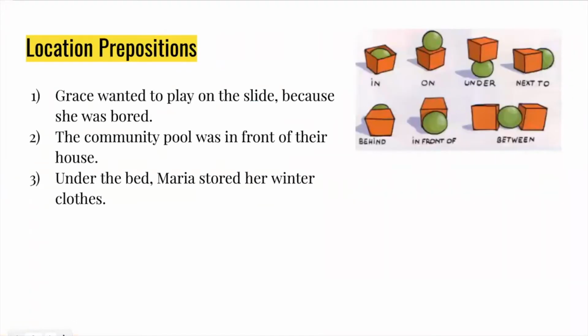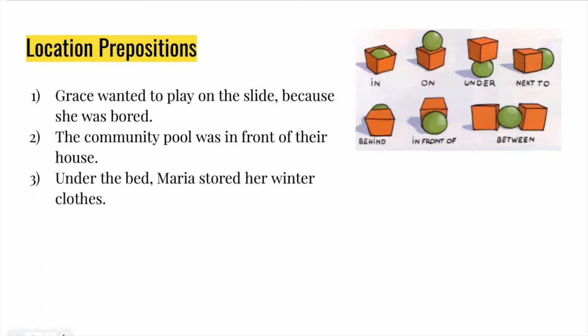So first off, we have location prepositions. On the right, we have a few examples: in, on, under, next to, behind, in front of, and in between. So here we have them in sentences on the left. The first sentence is, Grace wanted to play on the slide because she was bored. Here, on is the location preposition because it locates where Grace wanted to play.